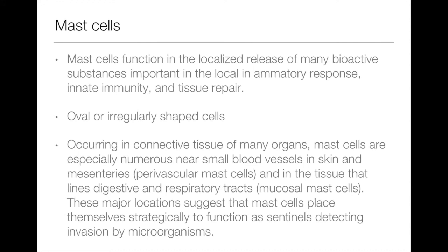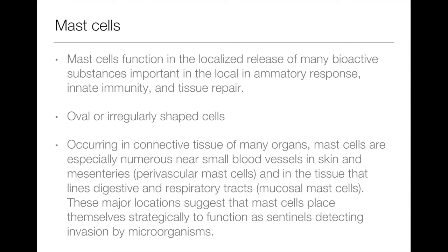They function in the localized release of many bioactive substances important in the local inflammatory response. Let me correct that, I'm sorry. They are involved in innate immunity and tissue repair. They are oval or irregularly shaped cells and occur in connective tissue of many organs. Mast cells are especially numerous near small blood vessels in skin and mesenteries, which are called perivascular mast cells, and in the tissue that lines digestive and respiratory tracts, mucosal mast cells.